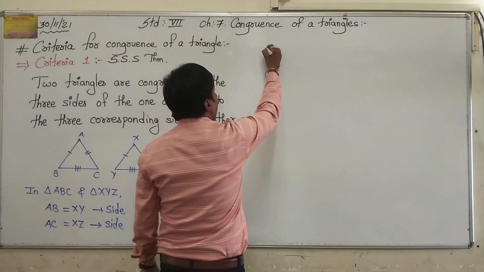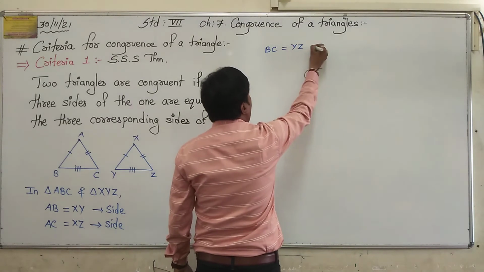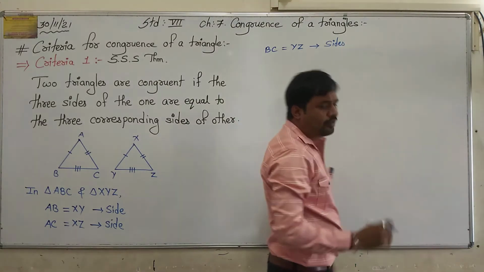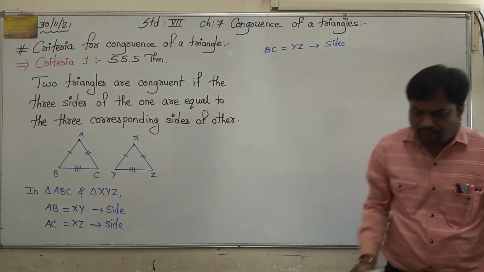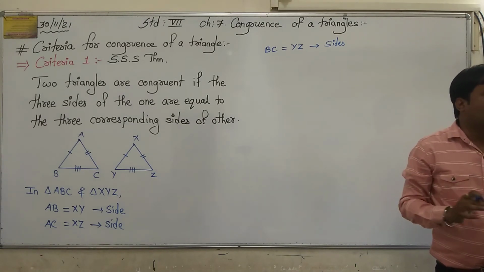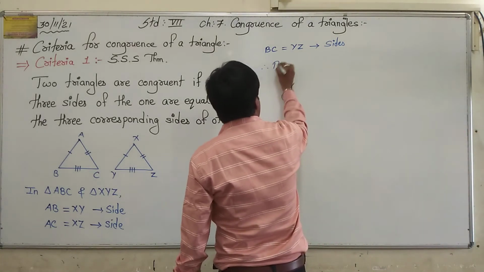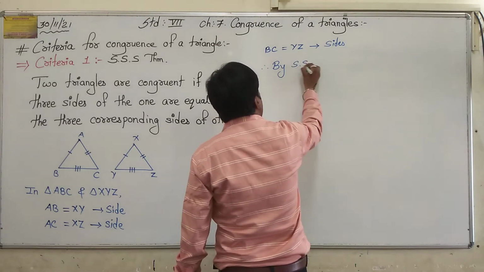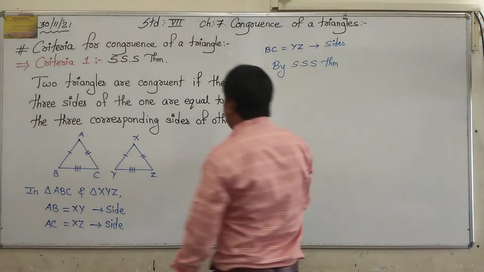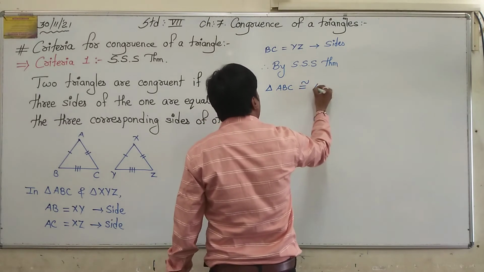Similarly, BC is the same as YZ. What is this? Again it is a side. Right? Now here you can see that all the three sides of the corresponding triangles are the same. Right? Therefore, by the side side side theorem, SSS theorem, we can say that triangle ABC is congruent to triangle XYZ.